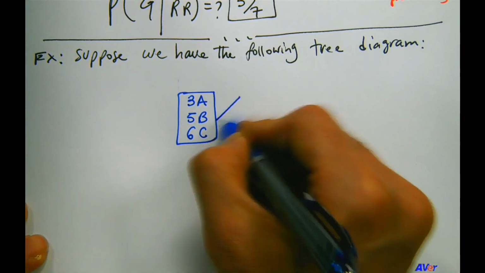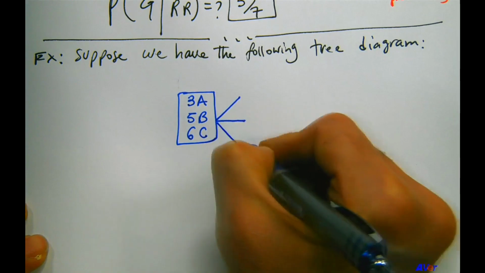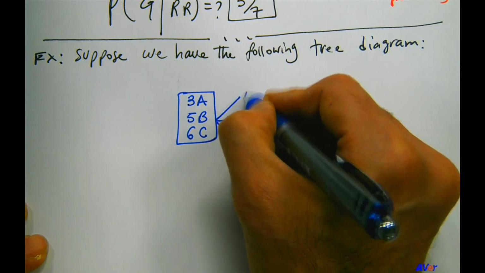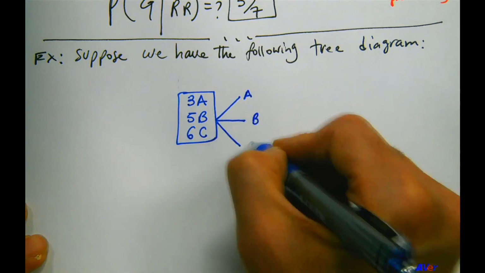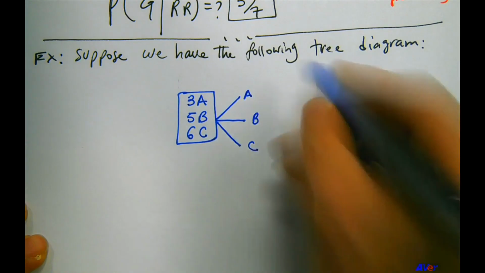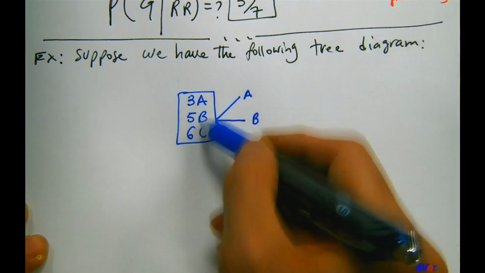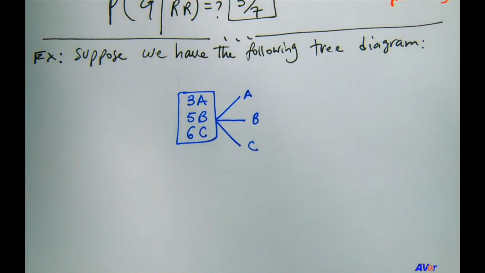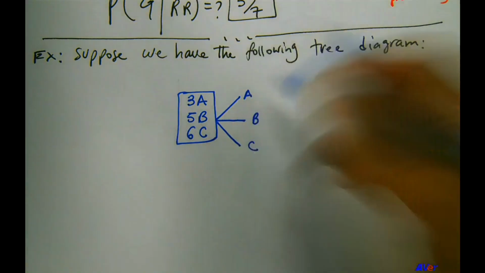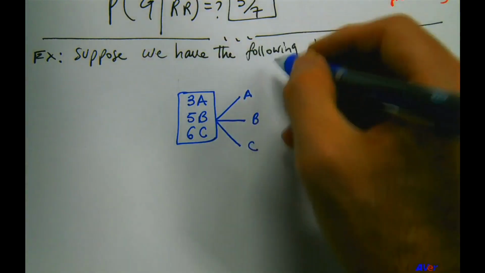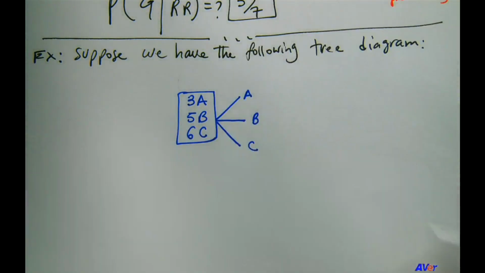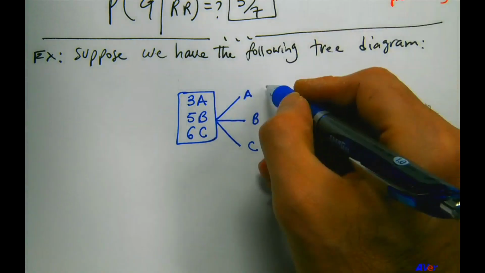Then we have that. So we have A, B, and C. So we have the 3 letters A, 5 letters B, 6 letters C in this container, right? And we make two draws. But that's not important because the tree diagram is being given to us. So I'm just going to draw it.